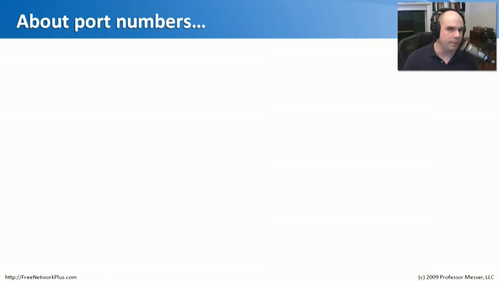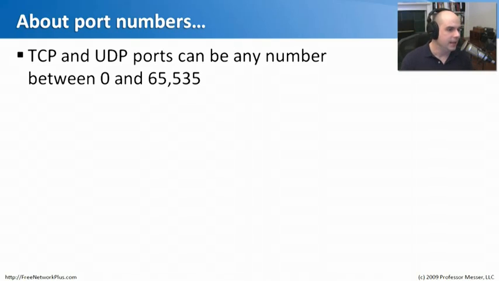Now let's talk about what a port number actually is. A TCP port number or UDP port number is simply any number between 0 and 65535. Port number 0 usually isn't used very often. It's used only in very rare circumstances, but it is a legal port number.